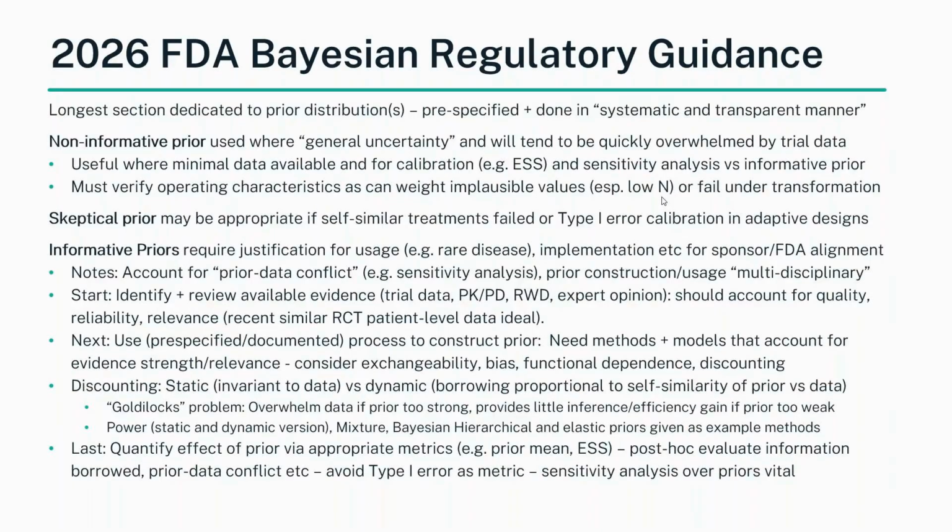And they do note that you still need to verify the operating characteristics of a model that's using a non-informative prior, because there are certain circumstances where you might see implausible values occur, or under certain transformations, a non-informative prior can turn into an informative prior. So you need to be careful about that.